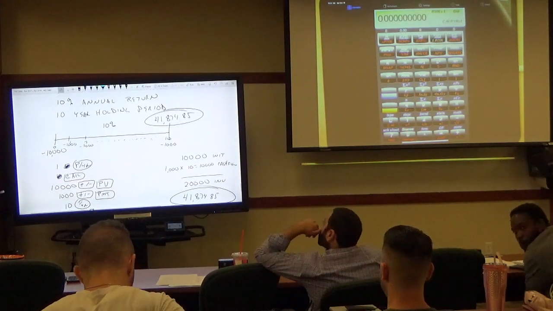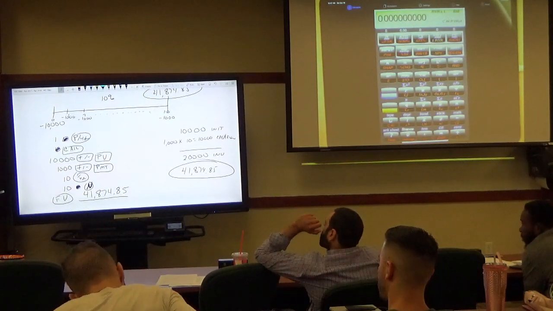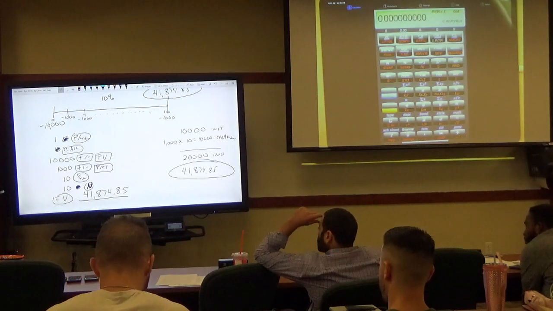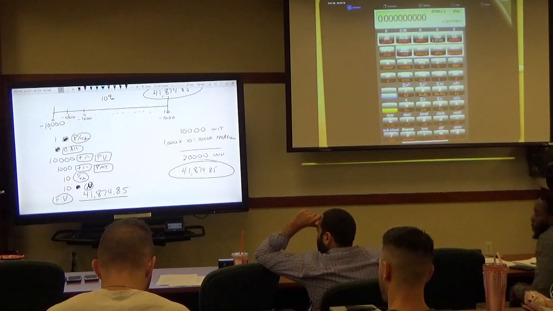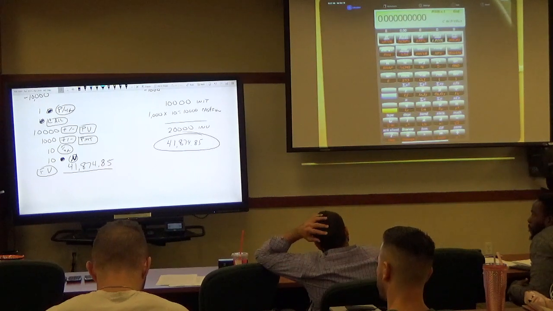Is the 20 grand, is that the expenses right there? Yes, your actual out-of-pocket expenses in raw numbers. But the fact that you're demanding a 10% rate of return over that 10 years, that's what drives the selling price up to need to be $41,000.